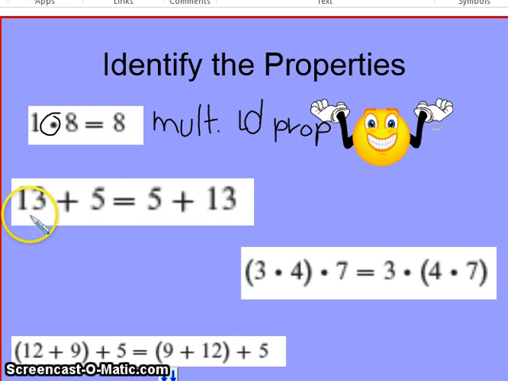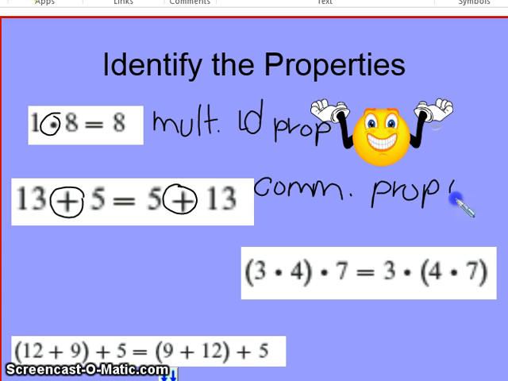Now let's look at this one. 13 plus 5 equals 5 plus 13. Obviously, this is an addition property because we're adding on both sides. The difference between this side and the right side is that the numbers have switched places. They have moved from one place to another. And the property that deals with numbers being able to move from one place to another is the commutative property. So when I say what property this is, I'm going to abbreviate it, but it's the commutative property. And I need to specify that this is the commutative property of addition.